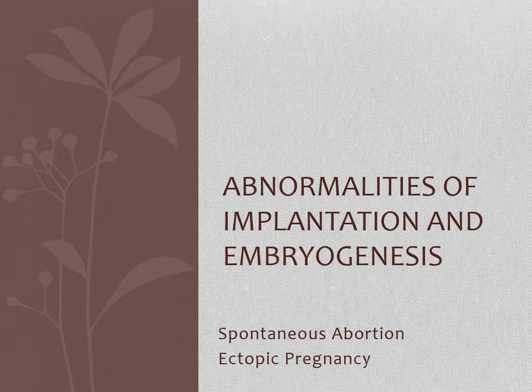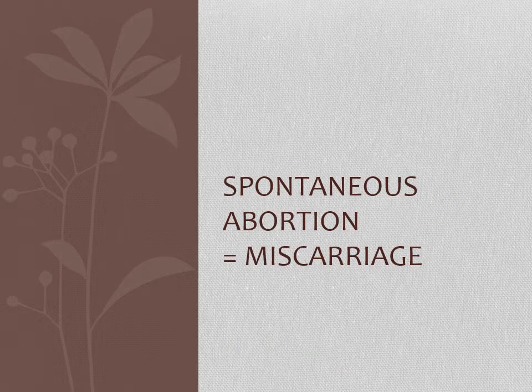So let's talk about some anomalies or some abnormalities. What happens if this process doesn't work correctly? And so there are two potential things that can go wrong at this stage. One is spontaneous abortion. We'll talk about what that is. And the other is ectopic pregnancy. So first, let's talk about spontaneous abortion.